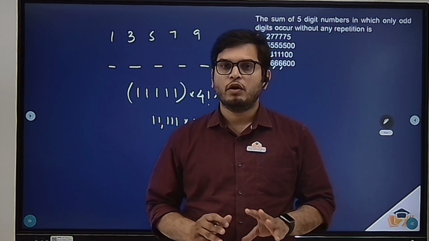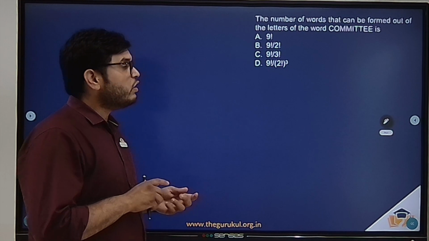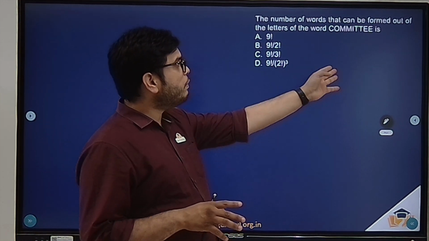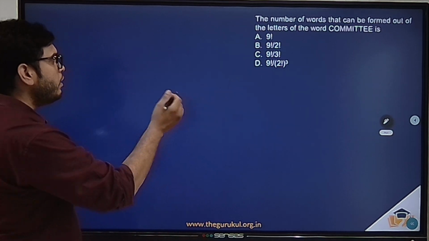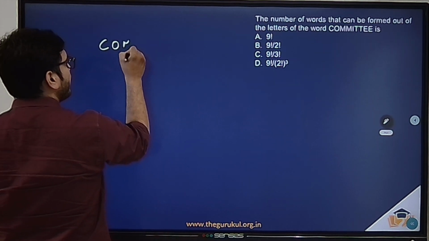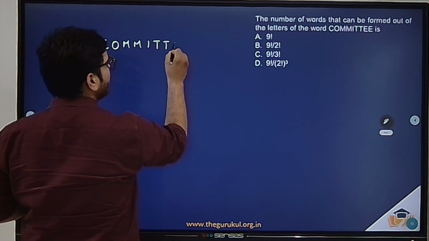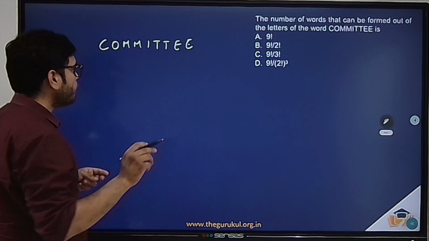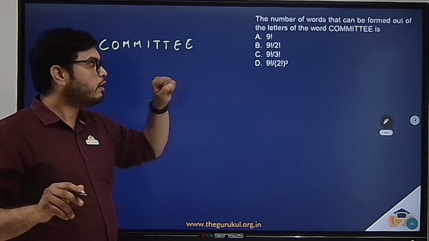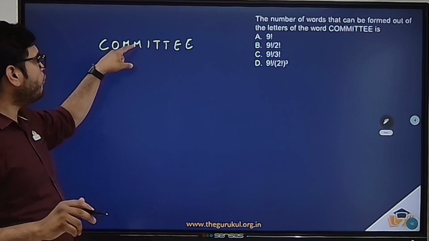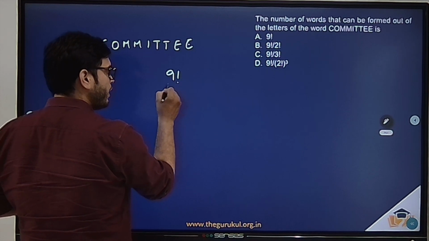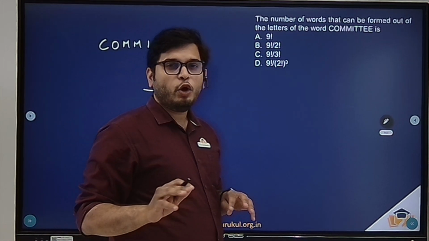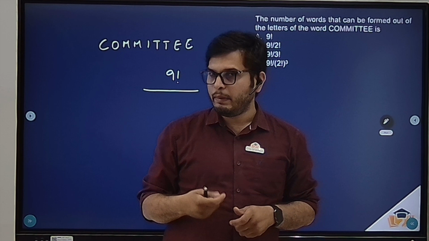Simple formula to remember. Now coming to the third question: the number of words that can be formed out of the letters of the word COMMITTEE. In these types of questions, first let's count the number of letters: 1, 2, 3, 4, 5, 6, 7, 8, 9. So you have 9 letters, so you'll have 9 factorial. Now, do we have any letters that are being repeated?